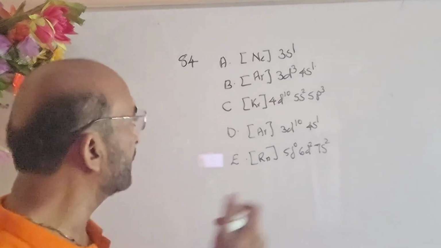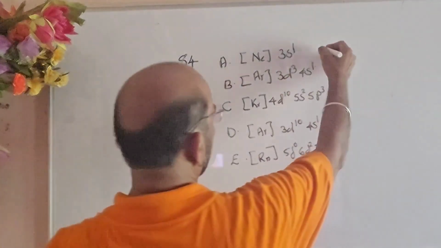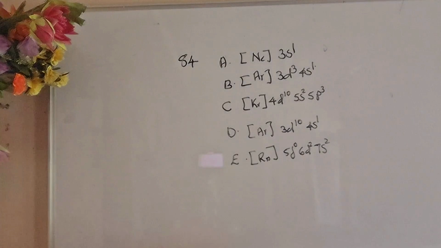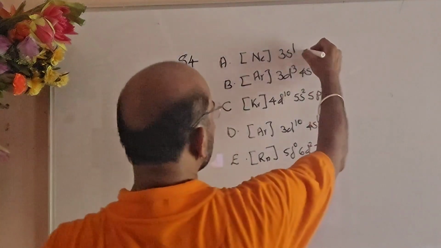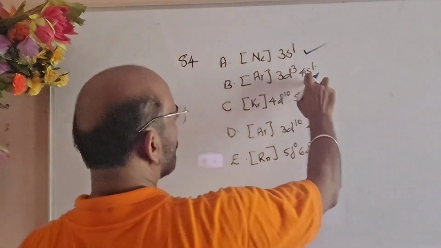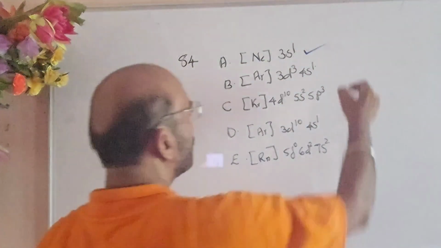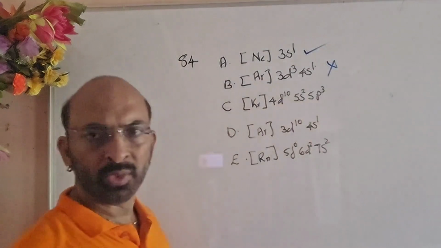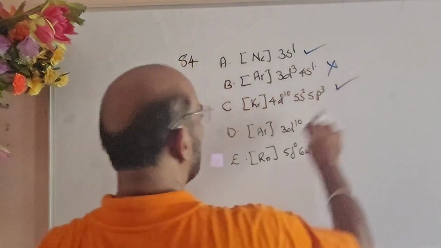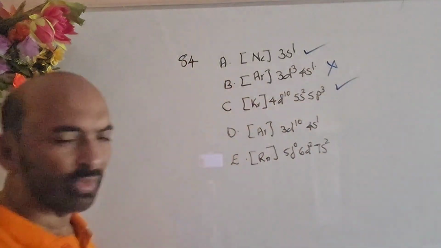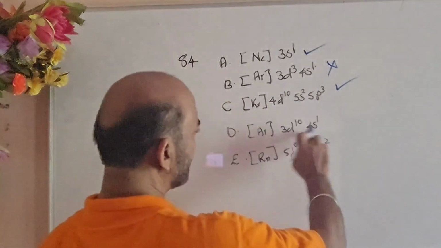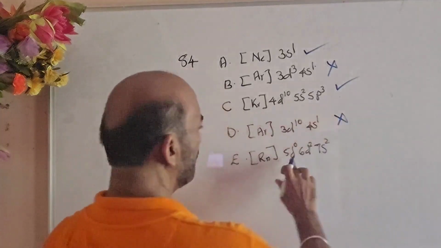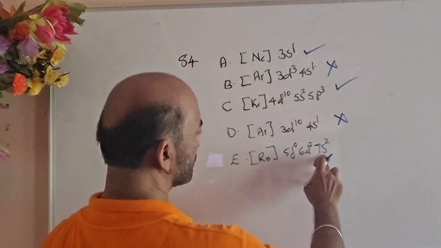Let's quickly verify. Ne 3s1, it is an alkali metal, S block, so main block, isn't it? S block is a main block. So this is a main block element. 3d3 4s1, that's a D block element, so not a main block element. 4d10 5s2 5p3, it is a P block element, isn't it? So main block element. 3d10 4s1, we know that it is the last transition metal, so it is not a main block metal. 5f0 6d2 7s2.